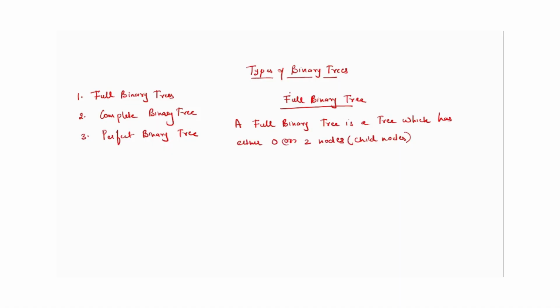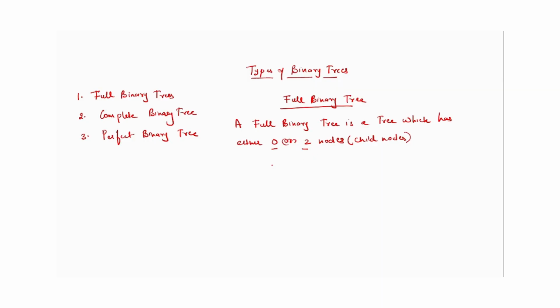Now let us look at types of binary trees. There are various types of binary trees such as full binary tree, complete binary tree and perfect binary tree. So what is a full binary tree? A full binary tree is a tree which has either 0 or 2 child nodes, which means that it can have only 0 or 2. It cannot have a single child node.